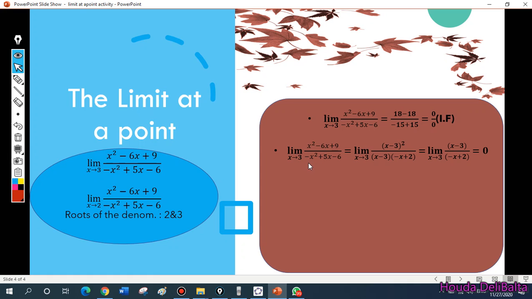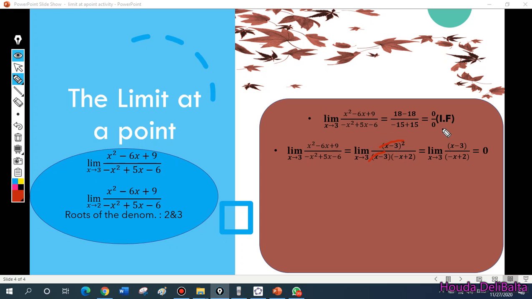Because we start with minus x squared, then surely one of the factors should start with minus x. That's why we put x minus 3 into minus x plus 2, and if you want to make sure, just expand these two together and you will get definitely this one. Thus, the factorized form of minus x squared plus 5x minus 6 using its roots is x minus 3 into minus x plus 2. Now we have to cancel the like factors, x minus 3 with x minus 3.